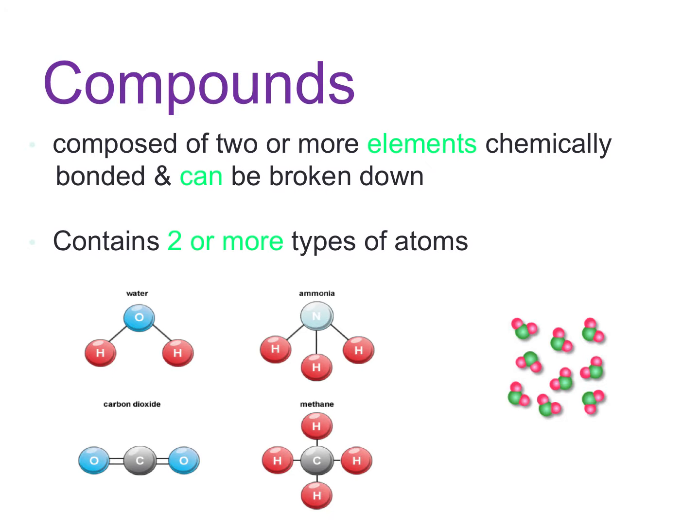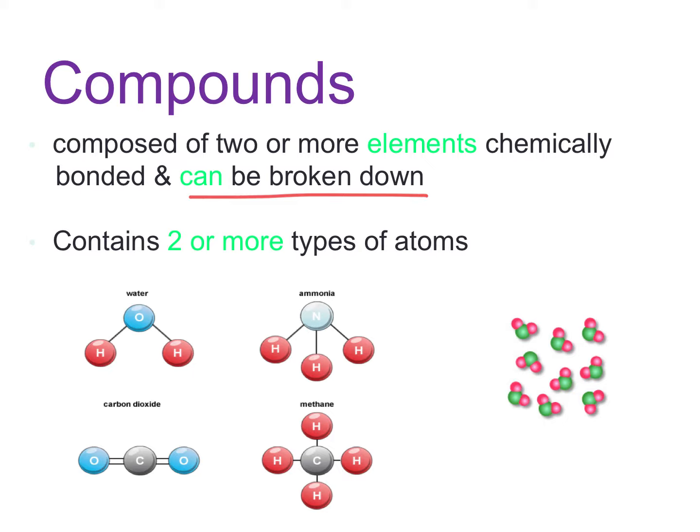So all pure substances are either elements or compounds. Okay, so what is a compound? Well, a compound is a substance that is made of 2 or more atoms of different elements bonded together. 2 or more elements chemically bonded together. Okay, it can be broken down, but it takes a chemical change to break that down, okay? It's not going to break down in a physical change.